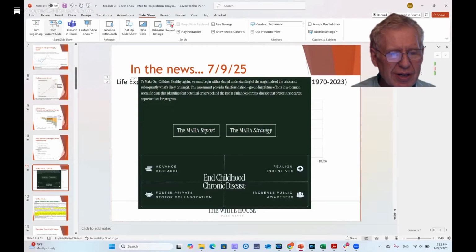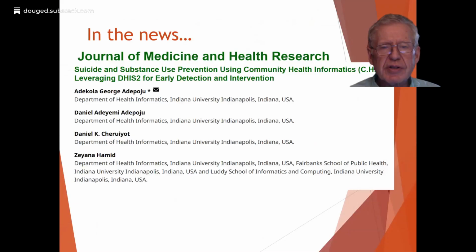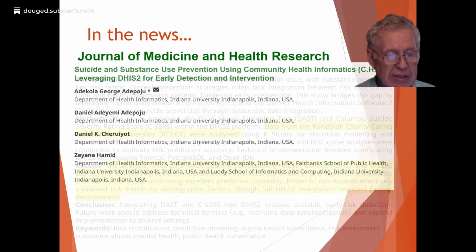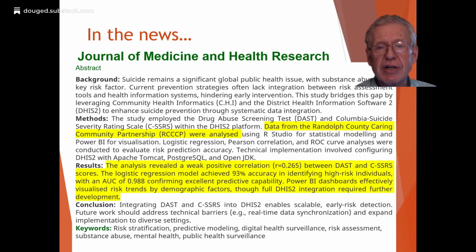The next thing I want to talk about is something that appeared in the Journal of Medicine and Health Research. And it's a paper by our own colleagues at Indiana University, Indianapolis. Suicide and Substance Use Prevention using Community Health Information, leveraging something called the DHIS2 for Early Detection and Intervention. So first, I want to congratulate our colleagues for doing wonderful work.